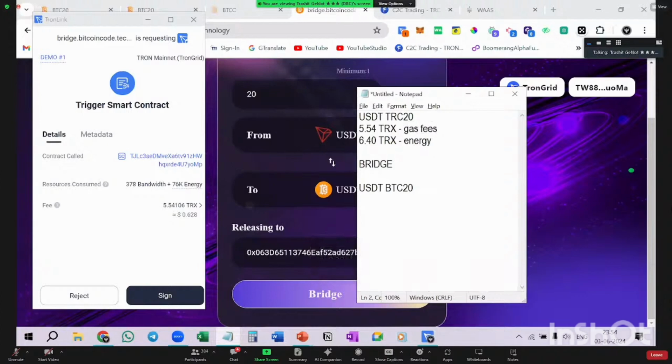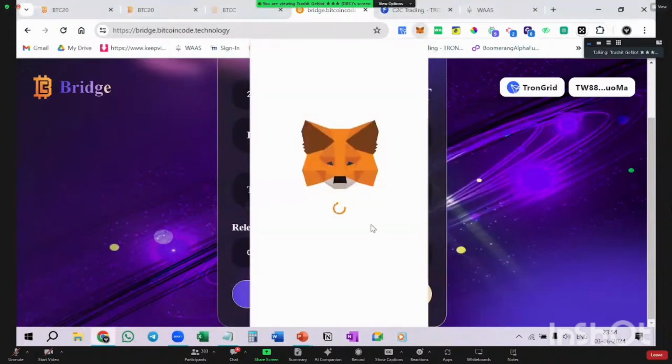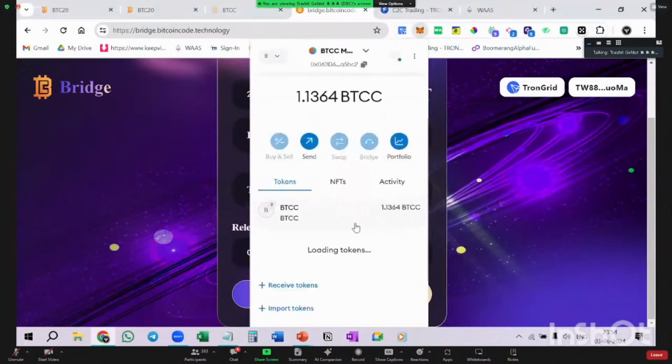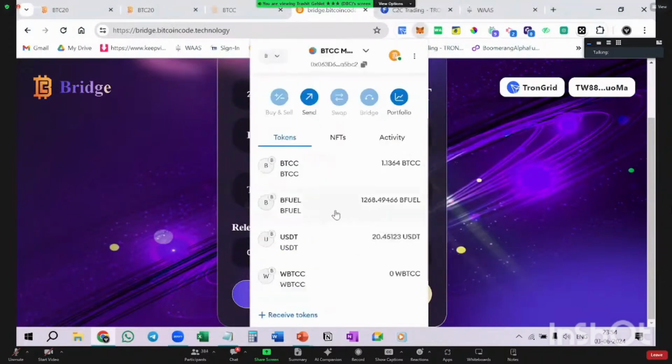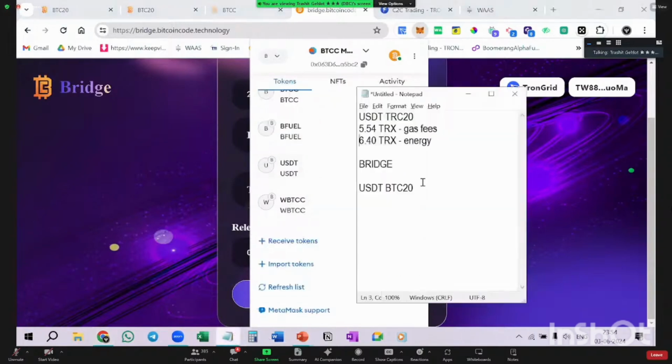And how much USDT are you transferring? We are transferring 20 USDT. So let's execute this transaction. Let's sign in. The bridge token is successful. And on our MetaMask wallet, how much USDT are we having? We are having 20.45 USDT. Let us note that down as well.